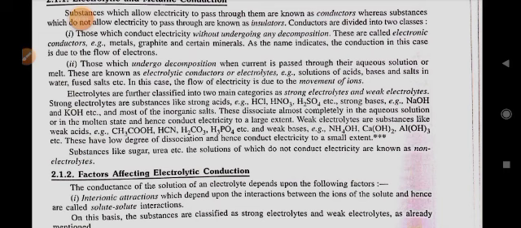extent. Weak electrolytes are substances like weak acids, example CH3COOH, HCN, H2CO3, H3PO4, etc., and weak bases. Example NH4OH, Ca(OH)2, Al(OH)3, etc. These have low degree of dissociation and hence conduct electricity to a small extent. Substances like sugar, urea, etc., the solution of which do not conduct electricity, are known as non-electrolytes.